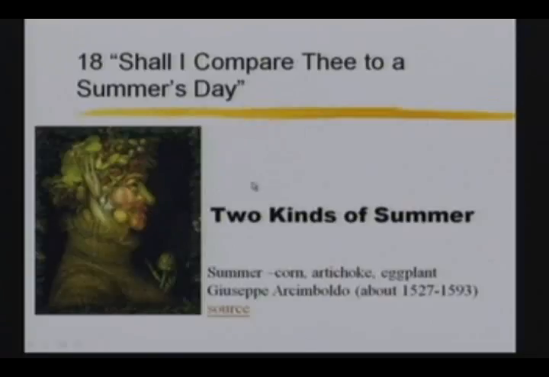And in Shall I Compare Thee to a Summer's Day, there are two kinds of summers. Okay, and that's something you need to find out. Let me play you the song.